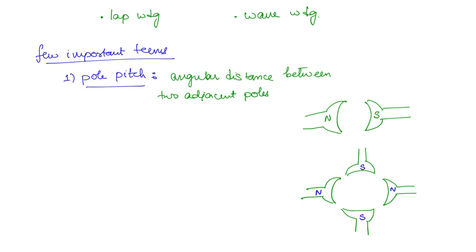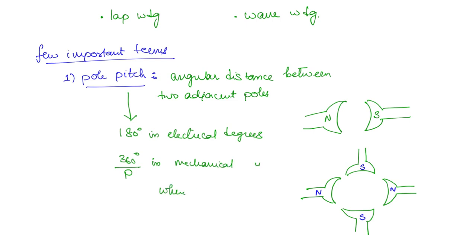But this is the mechanical degrees. If you consider it in terms of electrical degrees, the pole pitch is always going to be 180 degrees between adjacent poles. So between this north and south, the pole pitch in electrical degrees is 180 degrees, whereas the pole pitch in mechanical degrees is going to be 360 degrees by the number of poles. So the pole pitch is always 180 degrees in electrical degrees, and 360 degrees by P in mechanical degrees, where P is the number of poles.